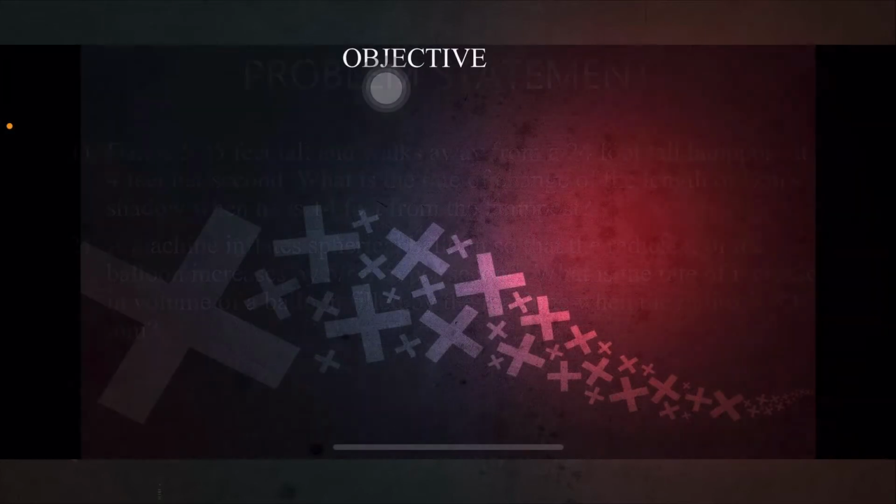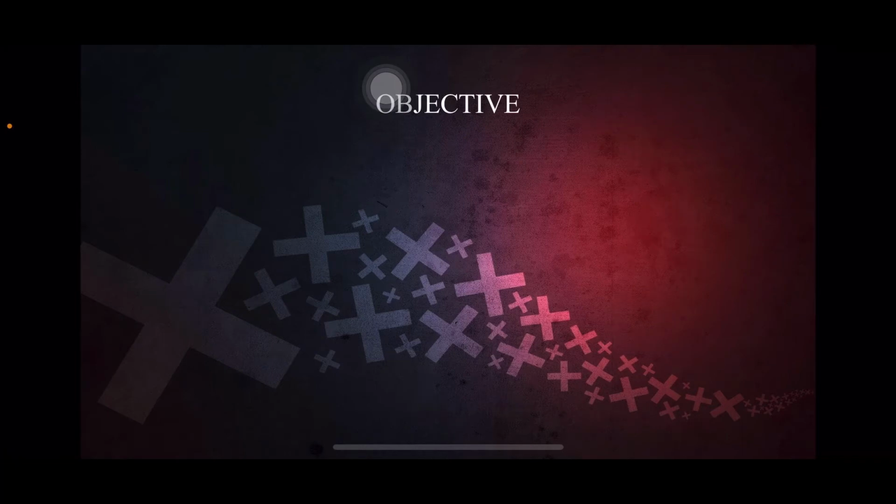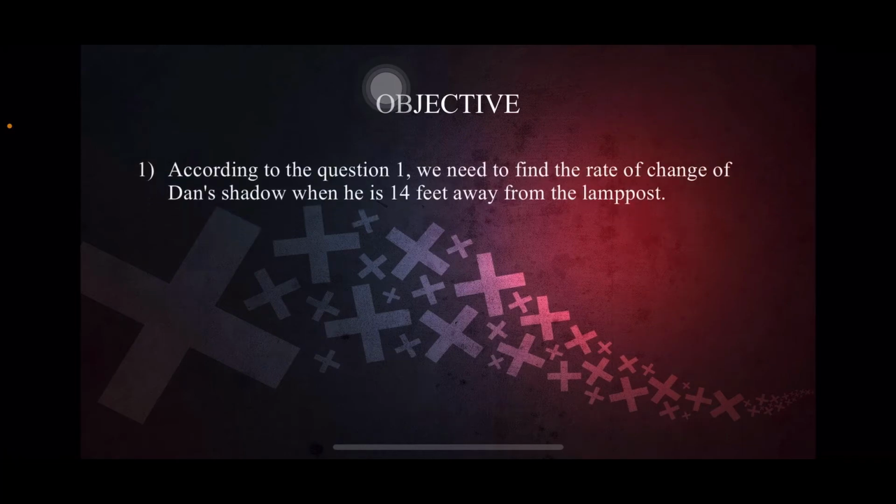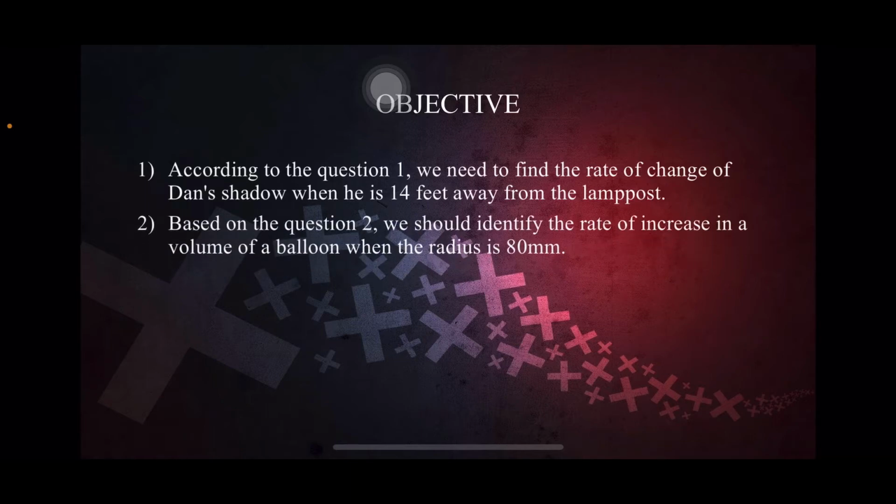So for the objective of the questions, for question 1, according to the question, we need to find the rate of change of Dan's shadow when he is 14 feet away from the lamppost. And as for question 2, based on the question, we should identify the rate of increase in the volume of a balloon when the radius is 80 mm. So, question number 1.